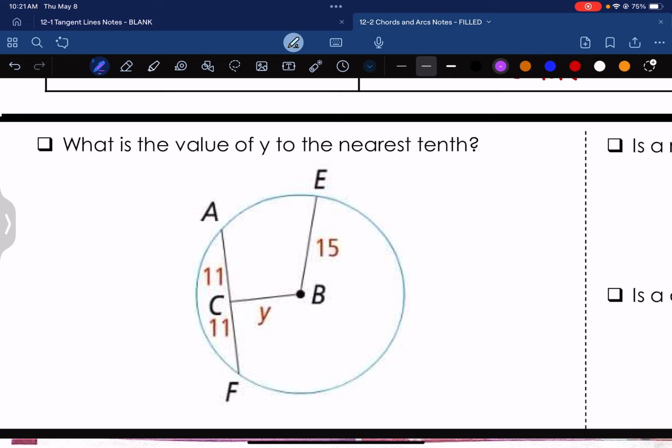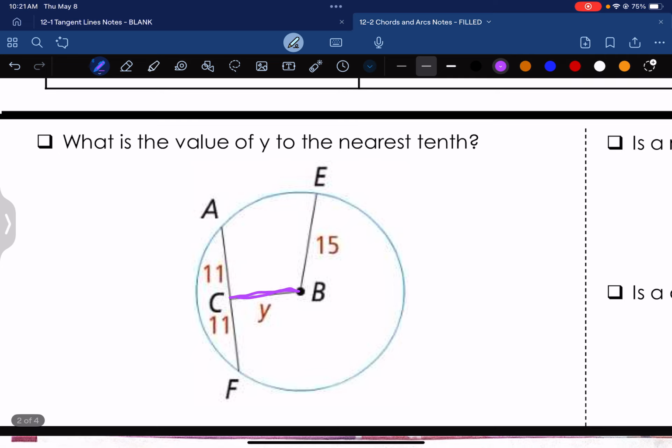All right, so let's do this one right here. What is the value of y to the nearest tenths? Okay, so what do we got? We need to find y, this value right here. For me to find y, what information do we have? Notice how this segment bisects this segment, cuts it right in half, because this piece from here to here is 11, and from here to here is 11. So that means they must be perpendicular.